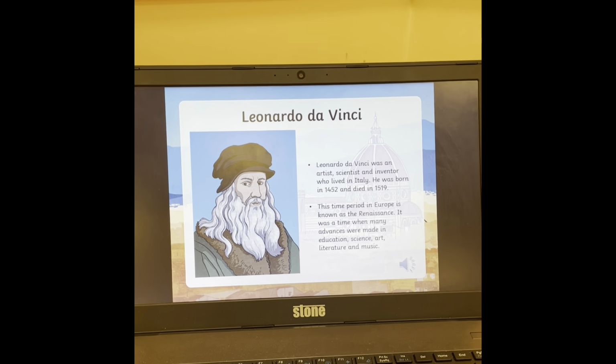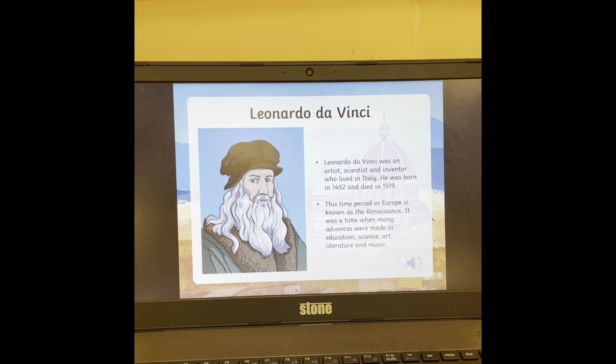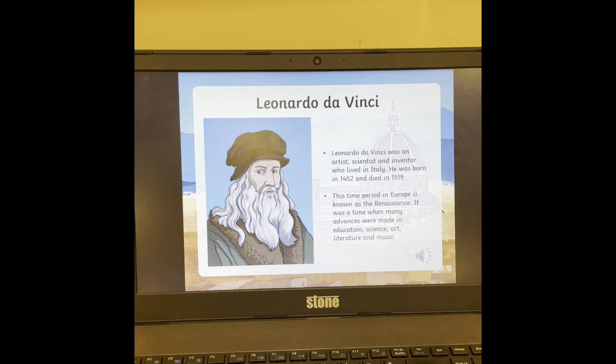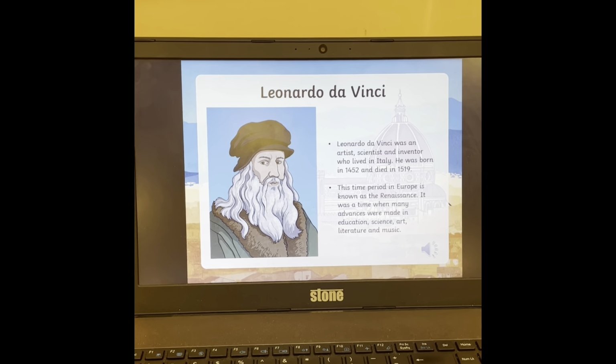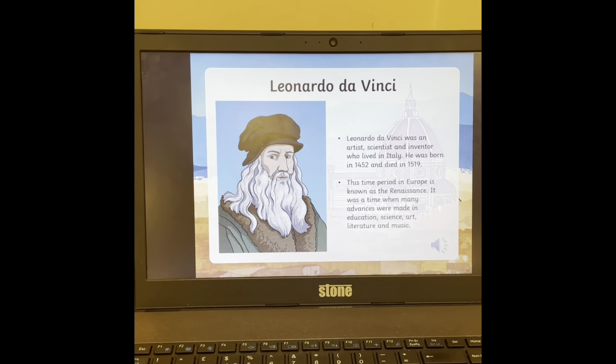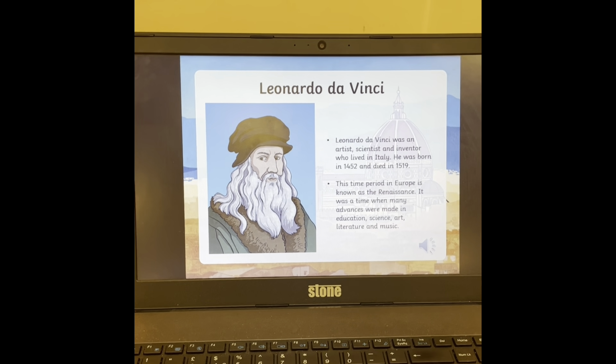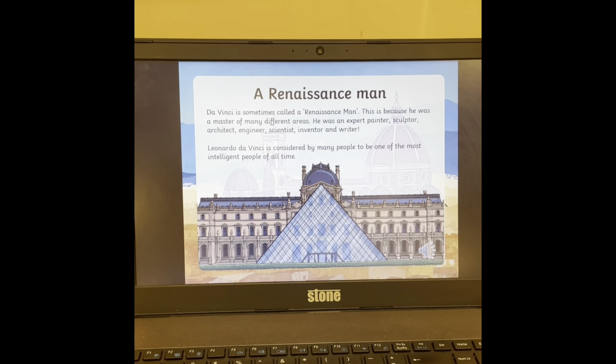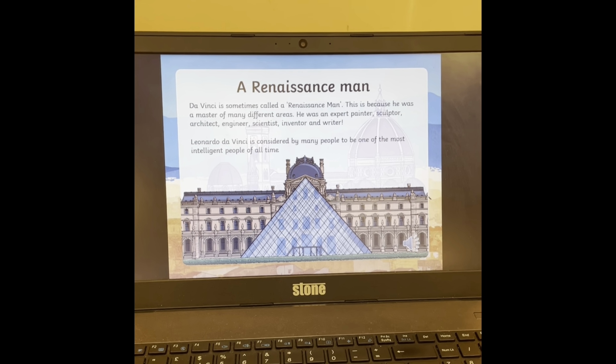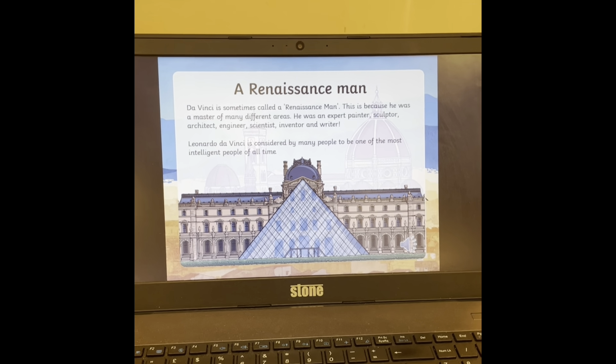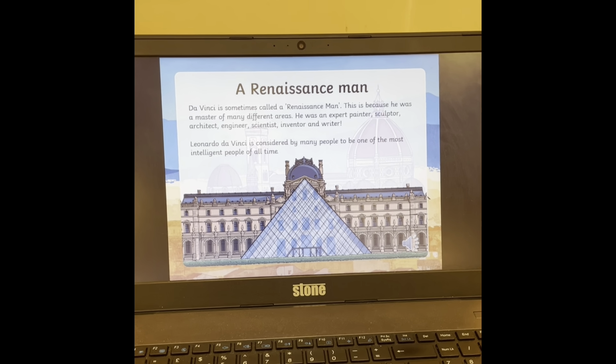And it was a time when many changes were happening, many advances in education, science, art, literature, and music. So it was definitely a changing time, and Leonardo da Vinci was vital in these changes. Da Vinci is sometimes called the Renaissance man. This is because he was a master of many different areas.